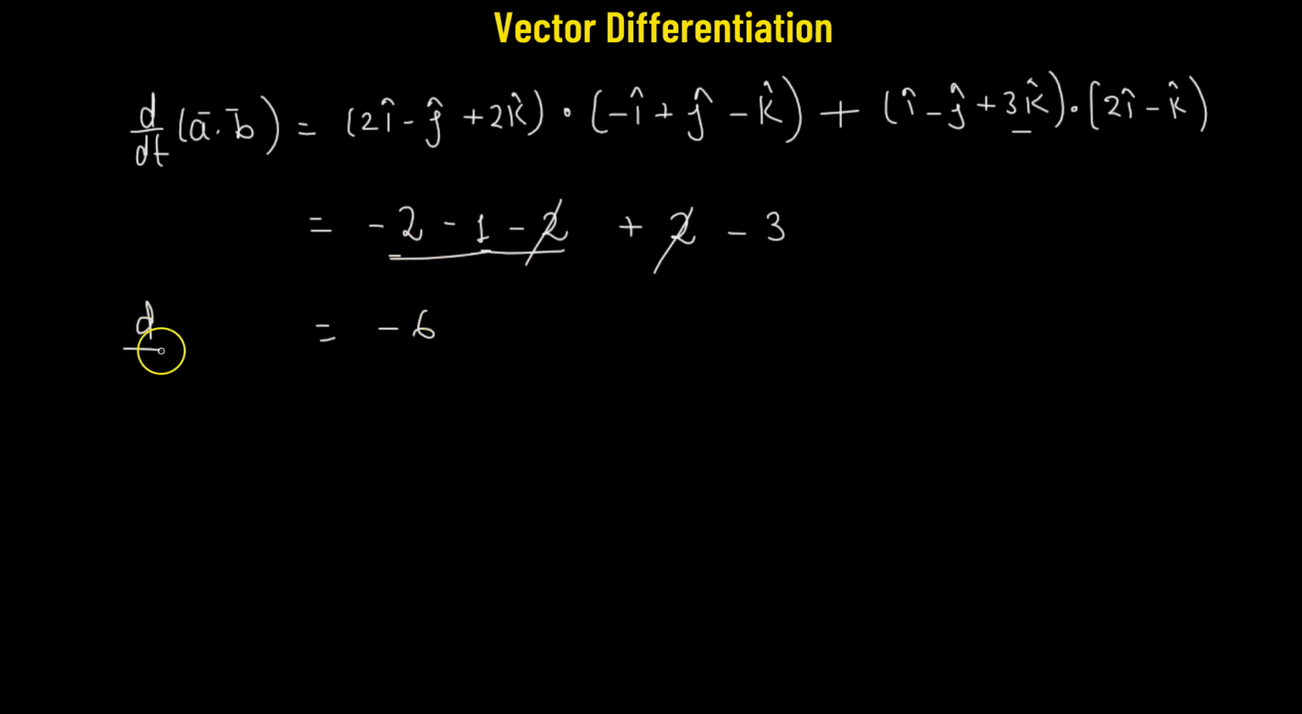That means the derivative with respect to t of the dot product between vector A and B, when computed at t equals 1, we get the value negative 6. So this is the value.